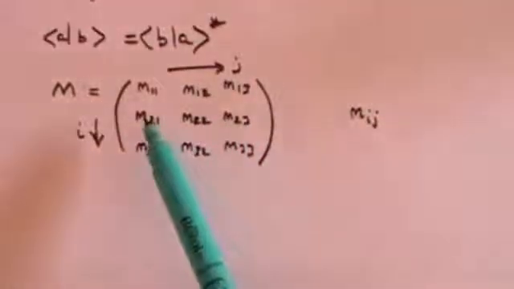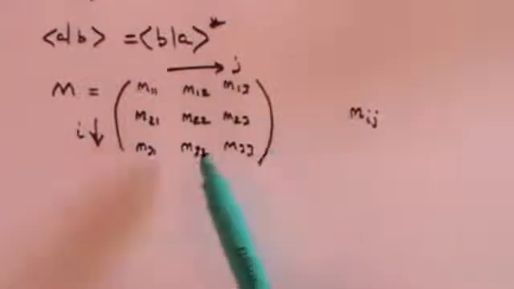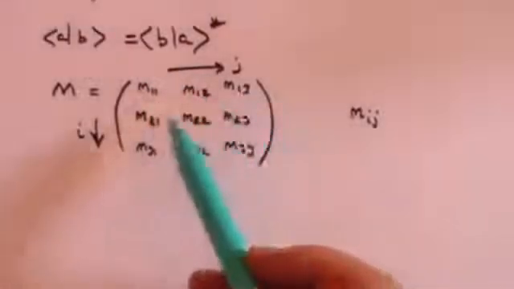So if you take this element here, it's the second row, first column, so it's M21. Take this element here, it's the third row, the second column, M32. That's the way you actually identify the elements of the matrix. Each of those elements, each one of these values, can be a complex number, and we know what that is.